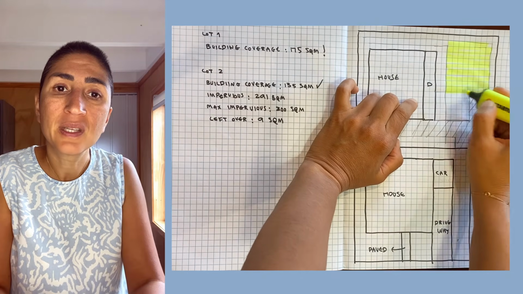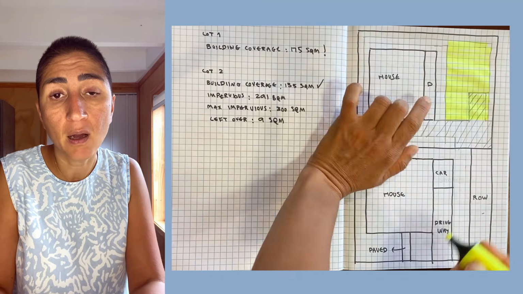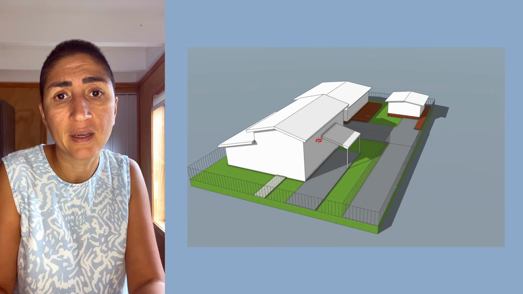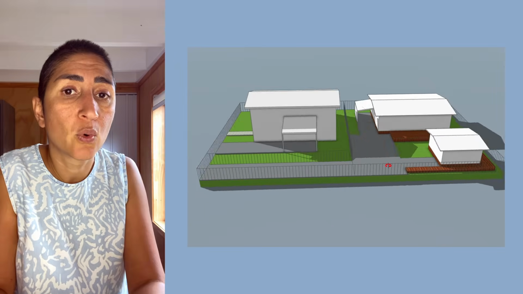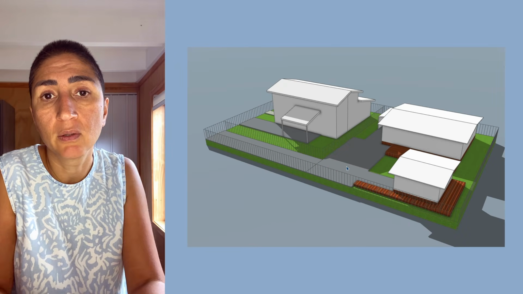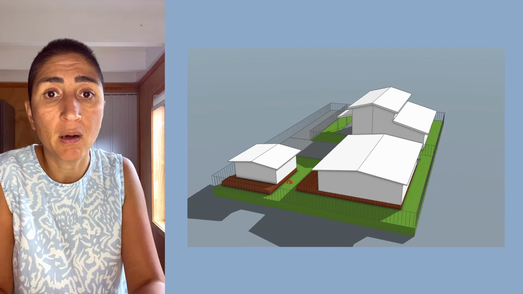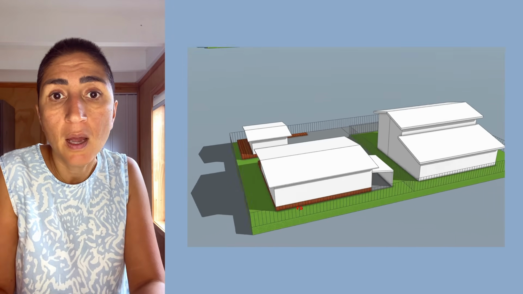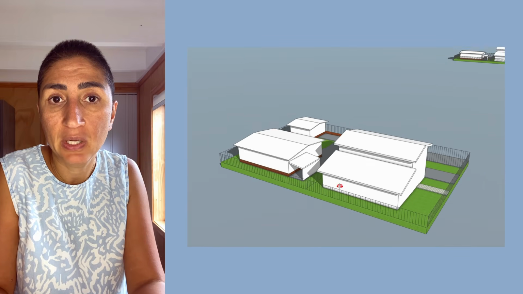Now even though the rules allow you to go as close as 1 meter to your boundary, I personally would not recommend it. 1 meter is too tight. It's even too tight for an internal corridor, let alone an outside walkway or corridor. You want to be able to carry big pots and plants. You want to be able to move a lawnmower or a wheelbarrow, so make it at least 1.5 meters if you have room.